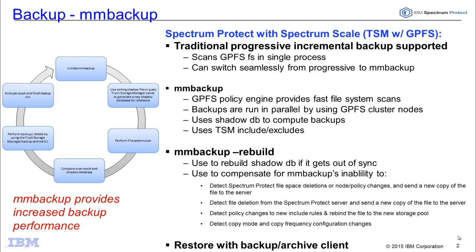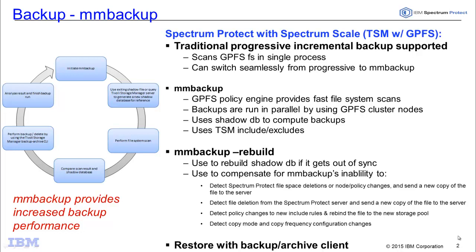One of the pieces you'll need to be aware of is the ability to rebuild the shadow database, and this becomes important if you do something like delete a file space from inside of the Spectrum Protect server, or if you change the policies, or if you restore your Spectrum Protect server. With this rebuild command, it'll actually go out and compare what's inside of the Spectrum Protect server with the inventory on the GPFS file system and determine what needs to be backed up.